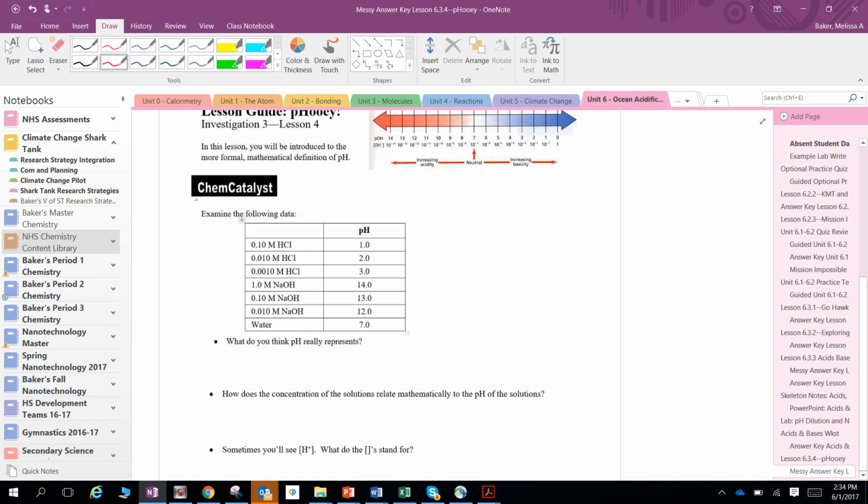All right, so you missed lesson 6.3.4. It's all about pH. Let's take a look at this data here. It says that we've got these different pHs that go with these different concentrations here. So what do we think pH really represents? Well, we've talked a little bit about it in class. It represents something to do with the concentration of hydrogen ions versus the concentration of hydroxide ions.